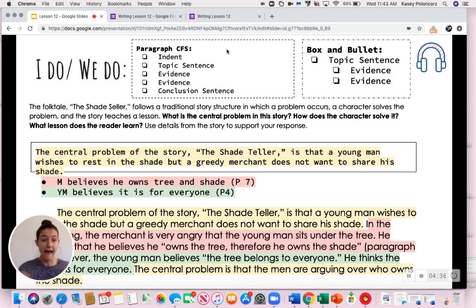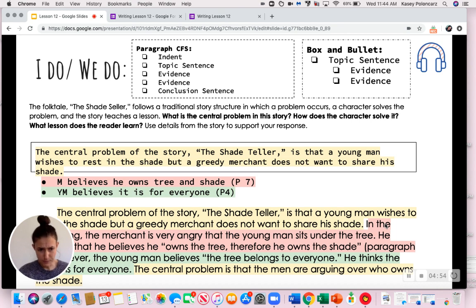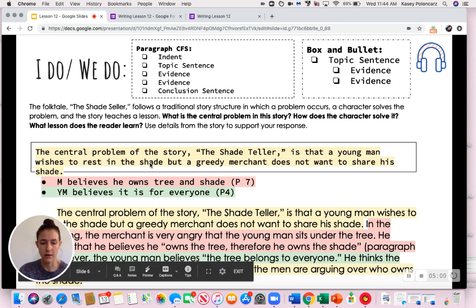After I do my indent and my topic sentence, what comes next? Everybody should be saying evidence. So now I'm going to copy down my evidence. So I have written down M, which remember means merchant. Merchant believes he owns the tree and the shade. So to stretch this out, I put, in the beginning, the merchant is very angry that the young man sits under the tree. He believes that he owns the tree, therefore he owns the shade. So that was my first evidence about the merchant.